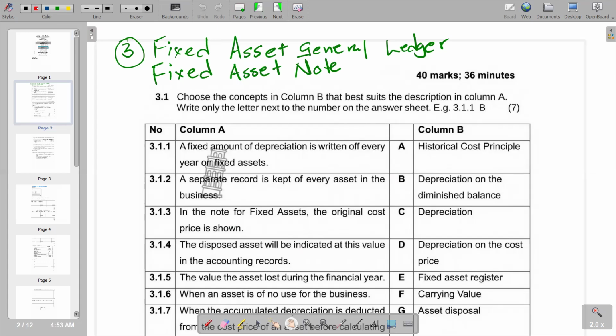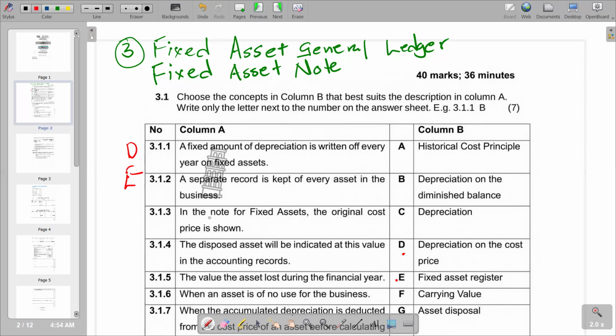On our first part, a fixed amount of depreciation is written off every year on our fixed assets. We need to find out which item in column B matches this explanation. If you go to D, it says depreciation on the cost price. So this becomes the correct response. Go to 3.1.2. A separate record is kept of every asset in the business. We know that this is a fixed asset register, and we have a fixed asset register at E. So we have E as the correct response.